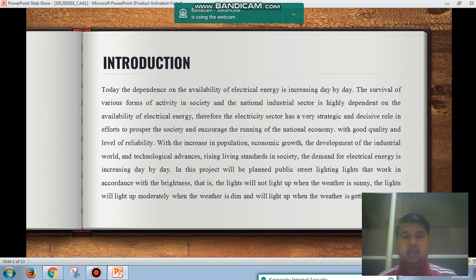With the increase in population, economic growth, the development of the industrial world, and technological advances, raising living standards in society, the demand for electrical energy is increasing day by day. In this project, public street lighting will be planned in accordance with the brightness: the light will not light up when the weather is sunny, the light will light up moderately when the weather is dim, and will light up when the weather is getting dark.